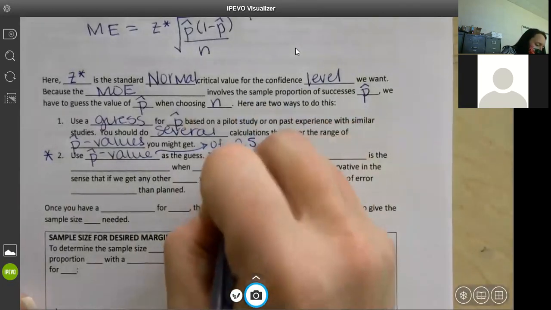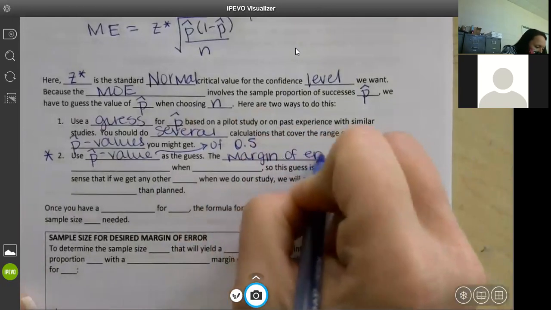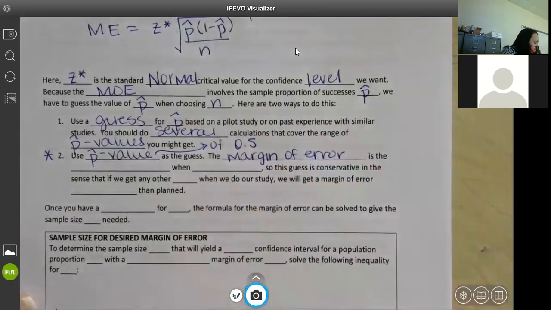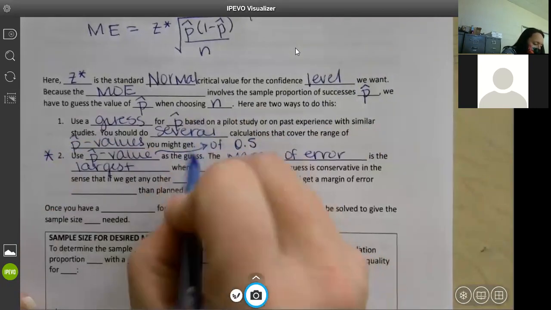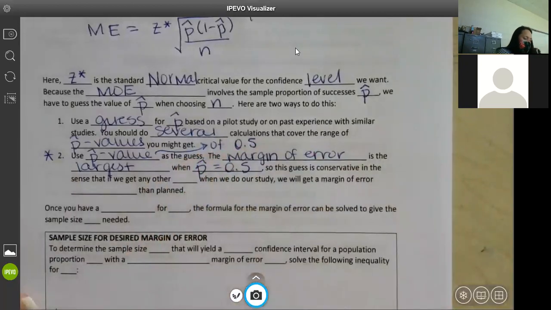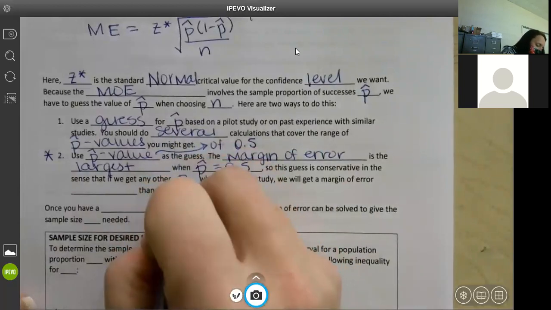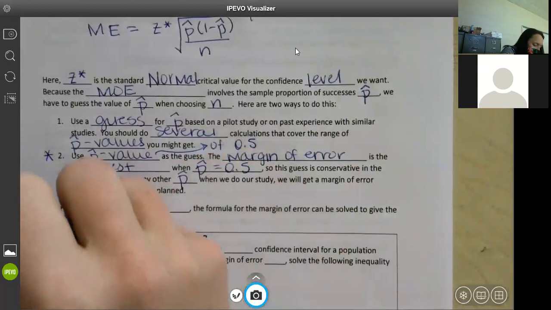The margin of error is the largest when p hat equals 0.5. So this guess is conservative in the sense that if we get any other p hat when we do our study, we will get a margin of error smaller than planned.